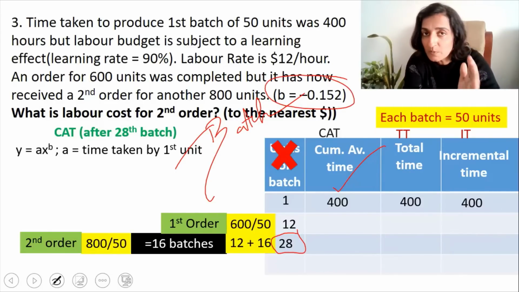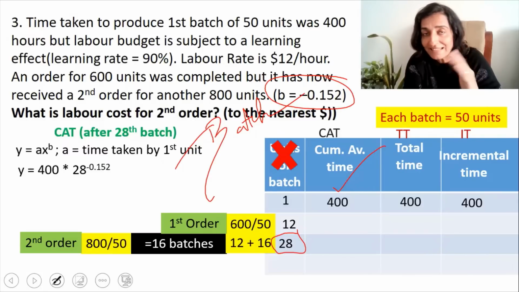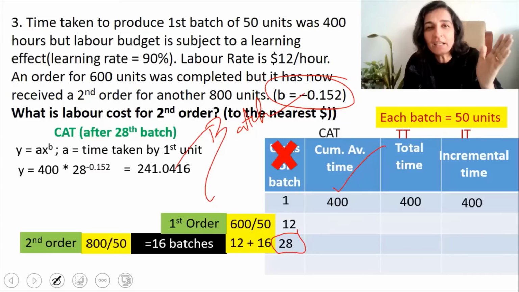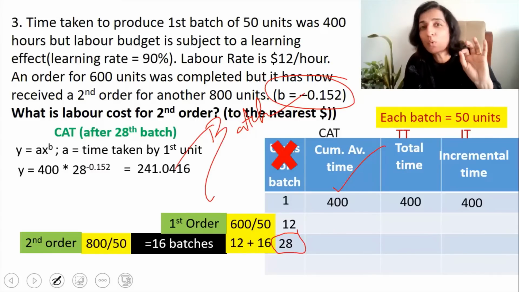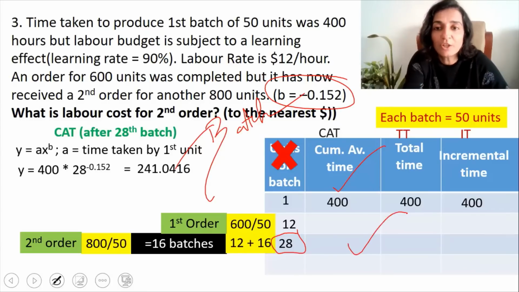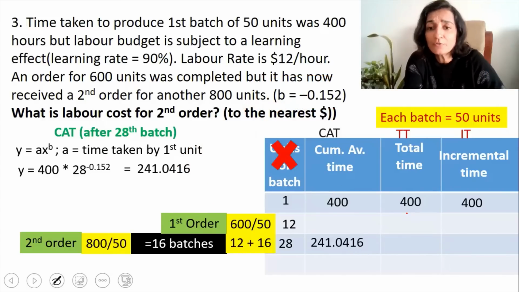So substituting those figures in the formula, we get 400 into 28, the whole raised to negative 0.152. Solving it in the scientific calculator, we get the answer as 241.0416 hours. Ideally, you take 4 decimal places because we don't want to make a mistake in the rounding off. So we will fill that up in the cumulative average time column, 241.0416.